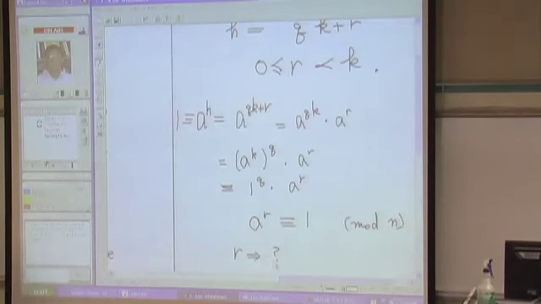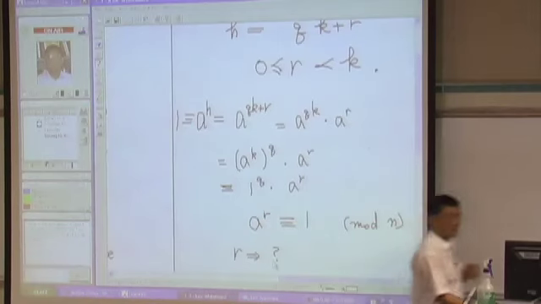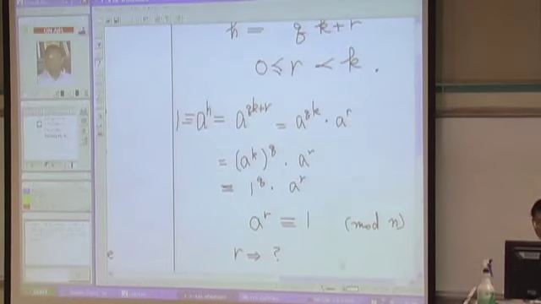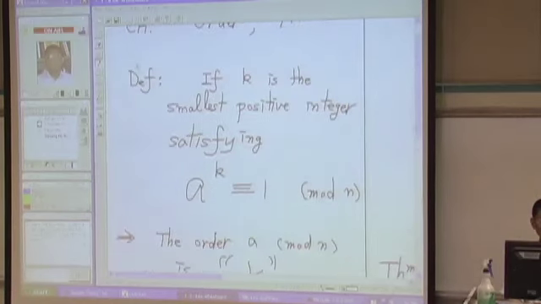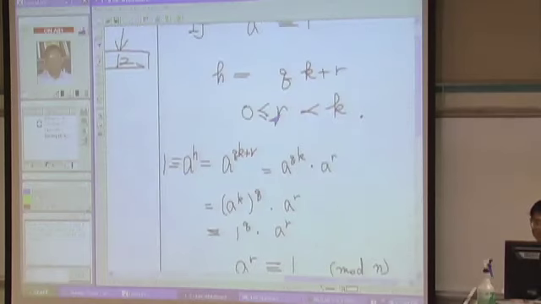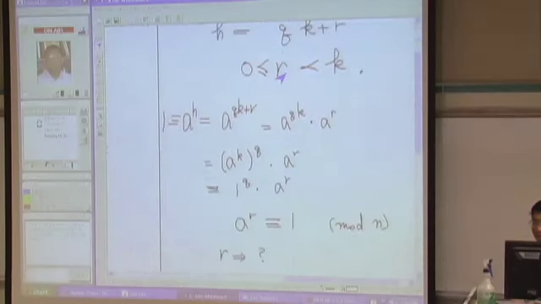By definition, order is the smallest possible number satisfying it. In other words, if you can find anything smaller than this k, then that is the order, not this one. Do you see? So assume that you have found k1, which is smaller than k, then k1 is the order, not k. That's the definition.